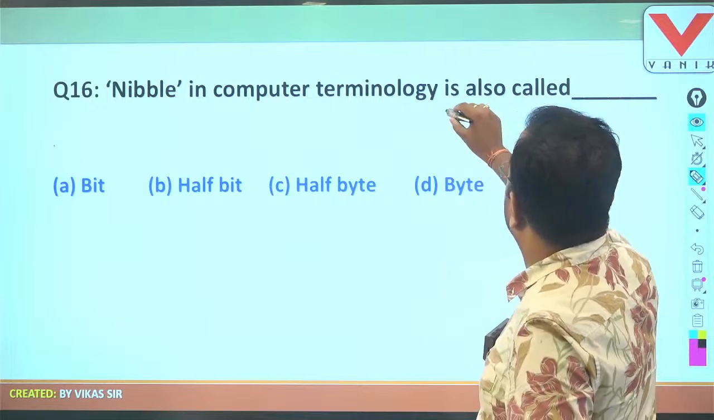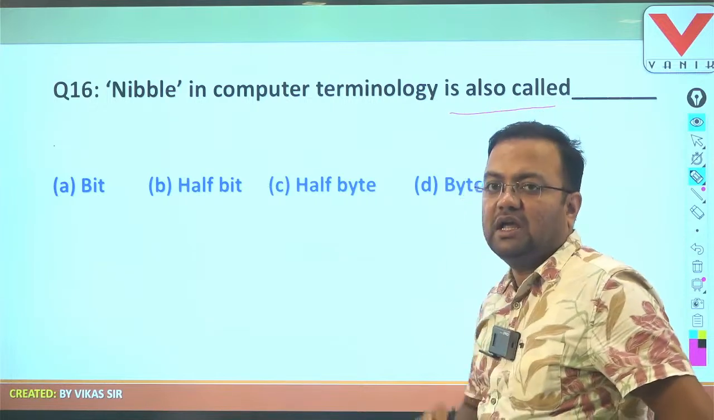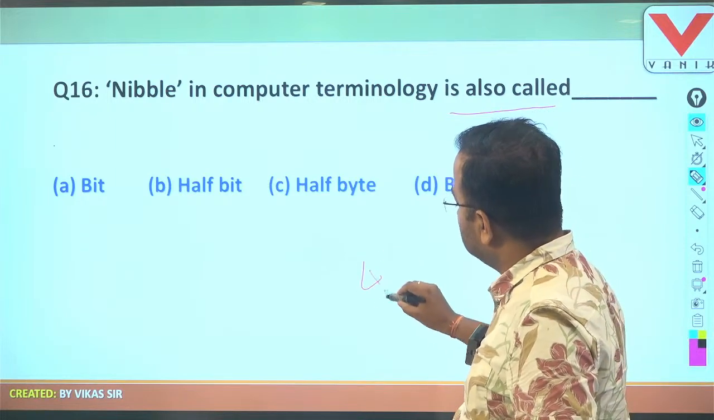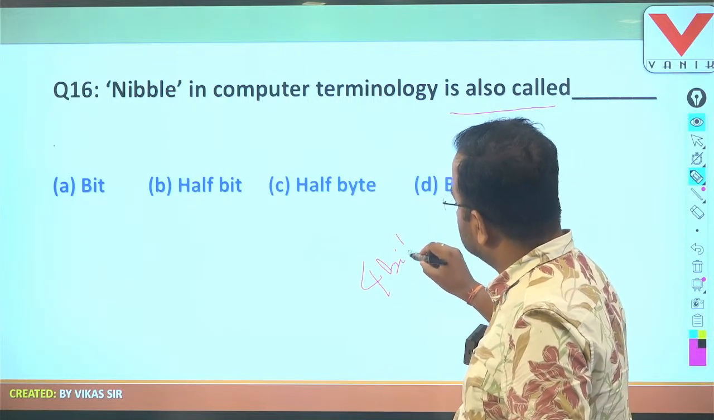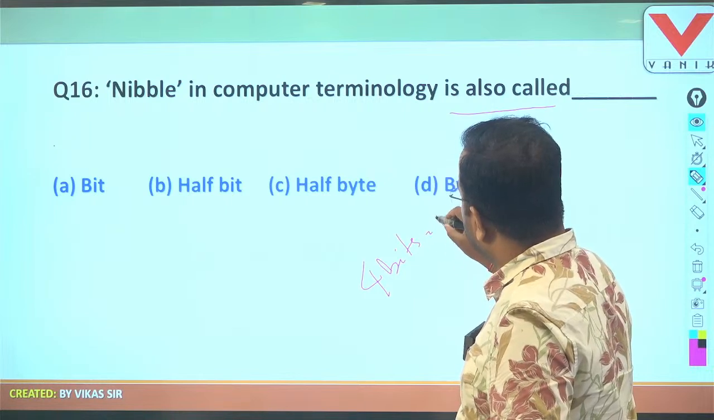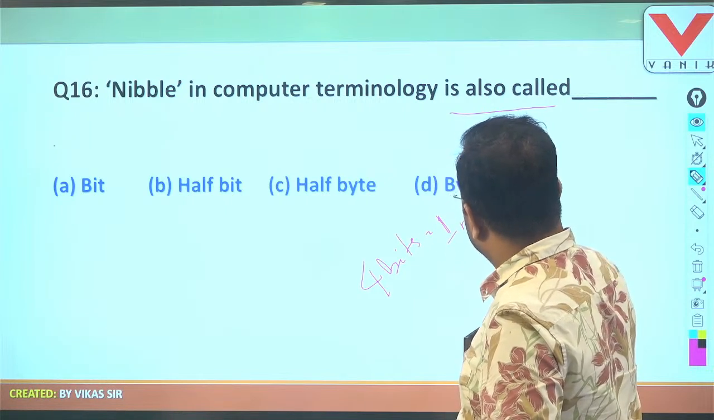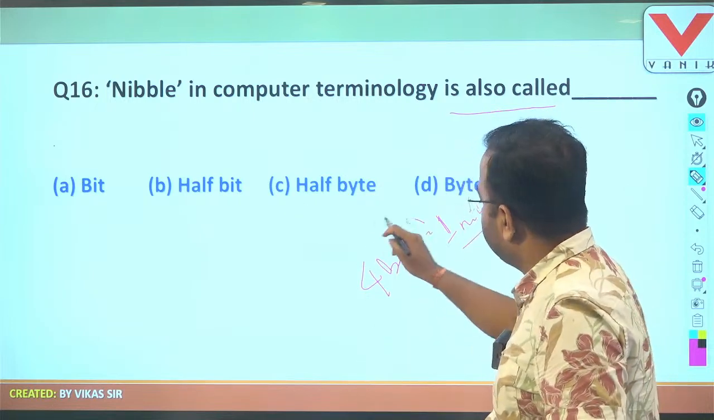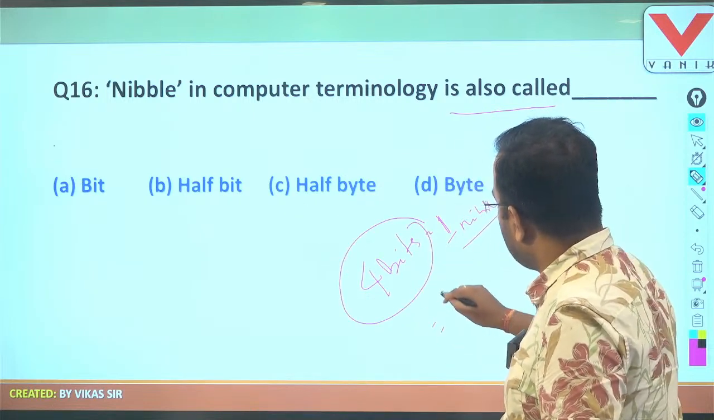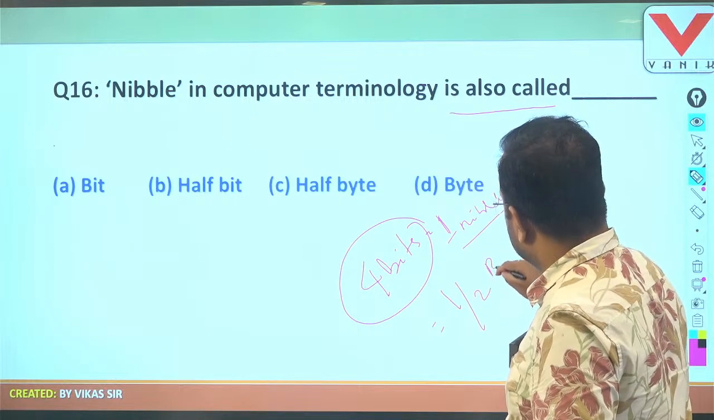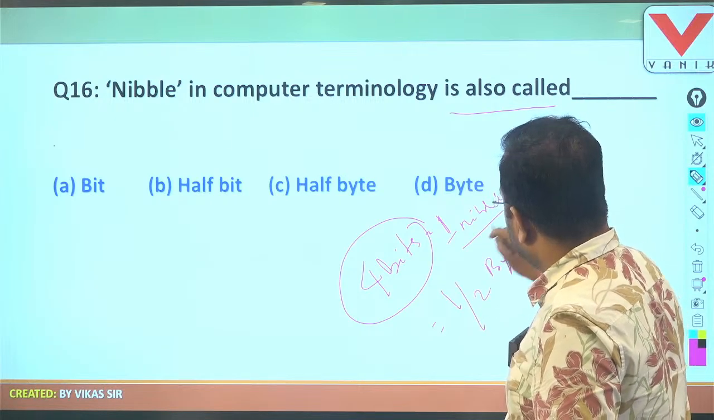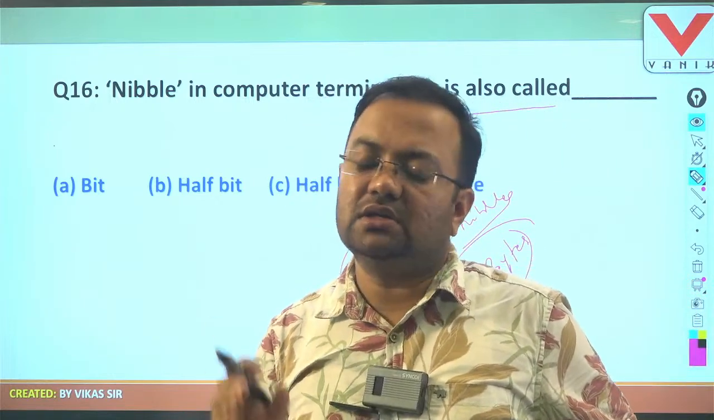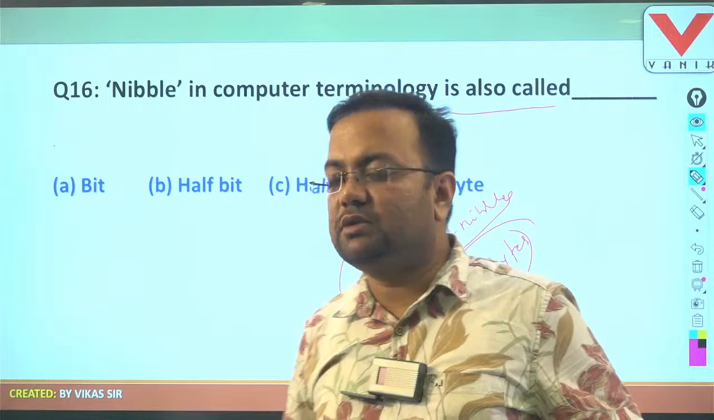Nibble in a computer terminology also called as. Remember that nibble is a unit and its value is 4 bits. 4 bits is equal to 1 nibble, right? But in the options it is not given, but we know that 4 bits is equal to half bytes, because 1 byte is equal to 8 bits. So 8 bits divided by 2 is 4 bits. So 4 bits is nothing but half byte.